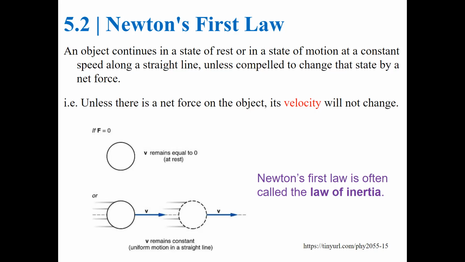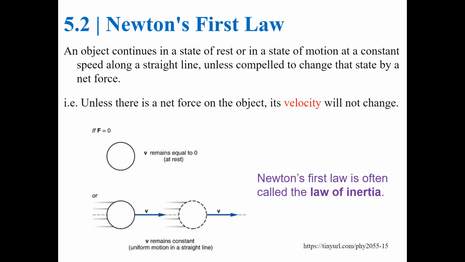If it's in a state of rest, that just means the velocity is equal to 0, so then it will remain 0. Or if it has motion at constant speed along a line, that means the velocity is constant, in a straight line. So either way, it remains at its original velocity. If there's a net force, then the velocity will change. Unless there's a net force, the velocity will not change.